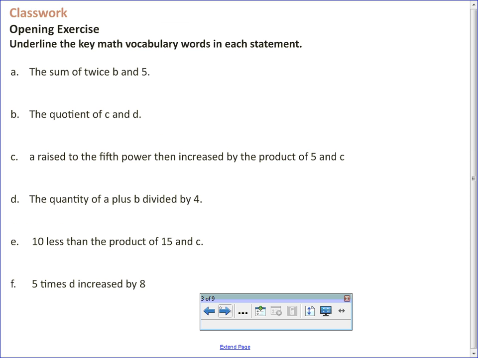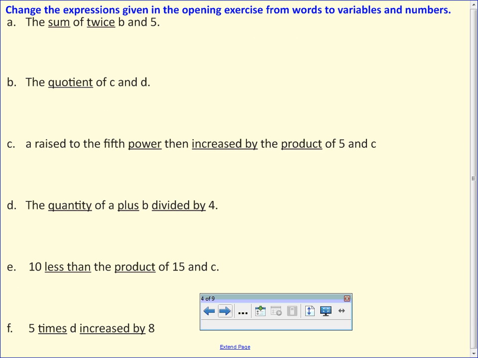Pretty straightforward. I asked you to now complete the opening exercise where you had to underline the key math vocabulary words in each statement. So let's take a look at the answers. So for A, sum and twice.